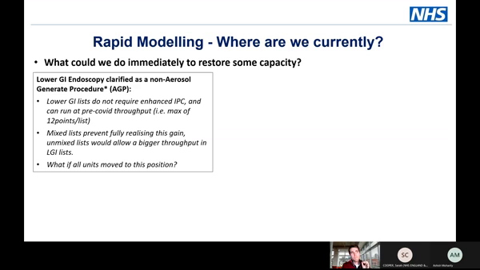But if you run a mixed list, it prevents you from fully realizing that gain, because you're mixing upper GI procedures, which require that enhanced IPC, with lower GI procedures at a higher points value or less enhanced IPC. It really prevents you realizing the potential gains on lower GI lists. So if you are able to unmix lists and run lower GI as a non-aerosol generating procedure, and run that dedicated list with more points on it, you increase your throughput.